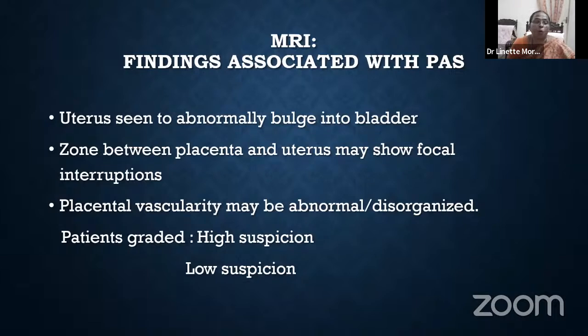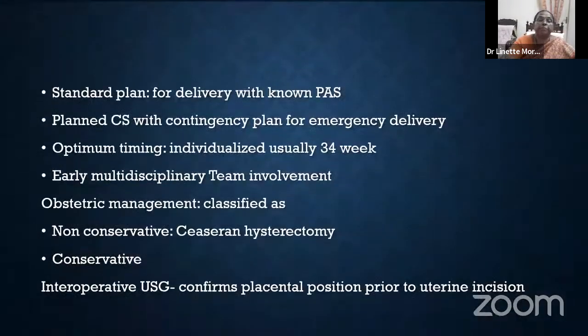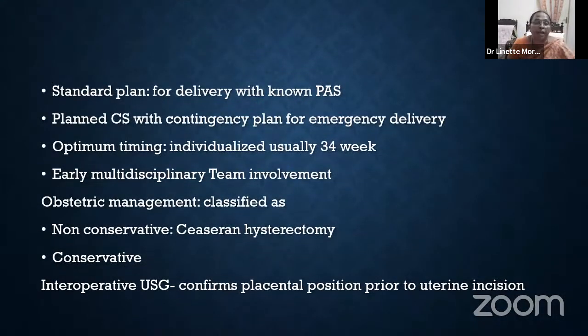And depending upon the ultrasound findings and the MRI, patients are graded as those with high suspicion for a placenta accreta spectrum or those with low suspicion. So those with high suspicion should be specifically monitored and blood products should be available to counteract the hemorrhagic episode.